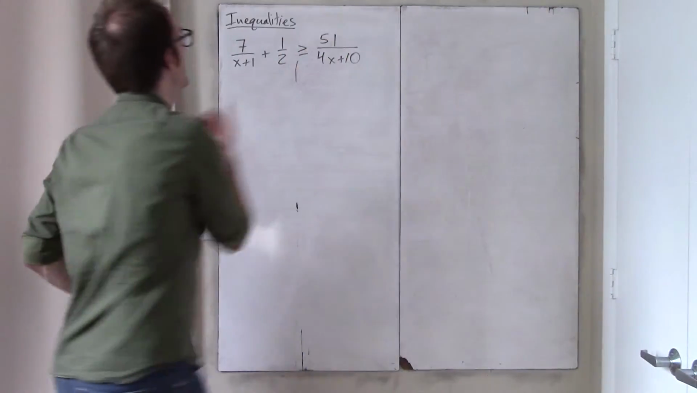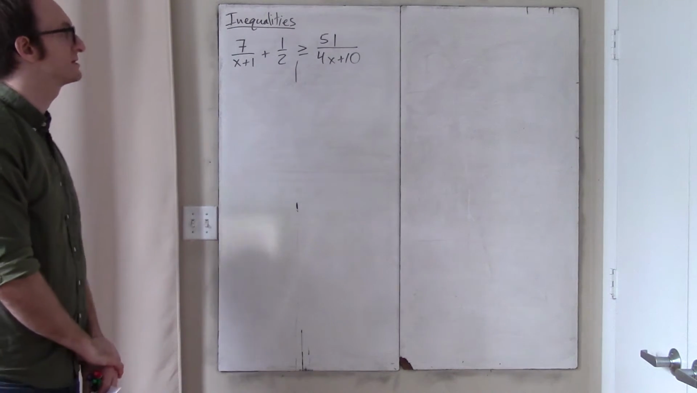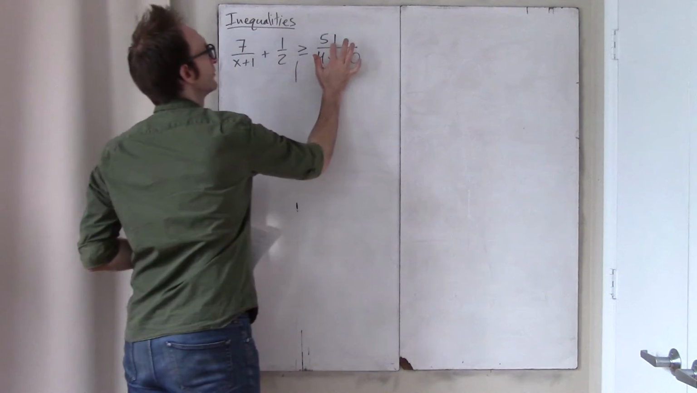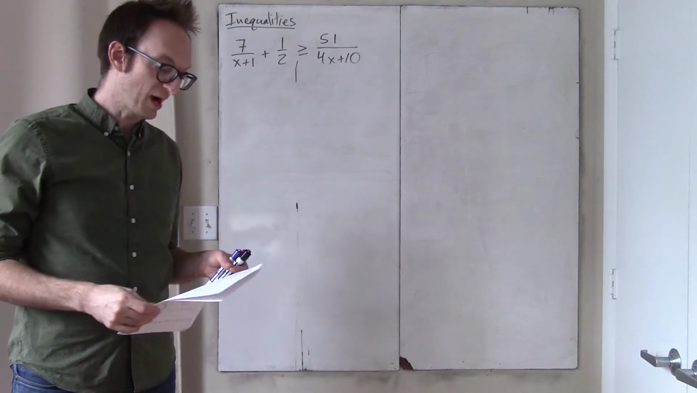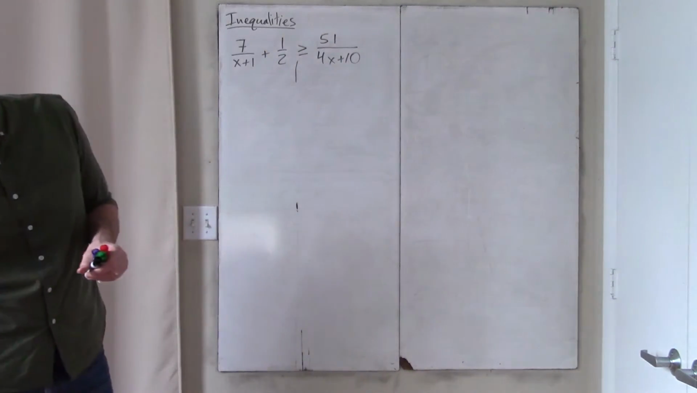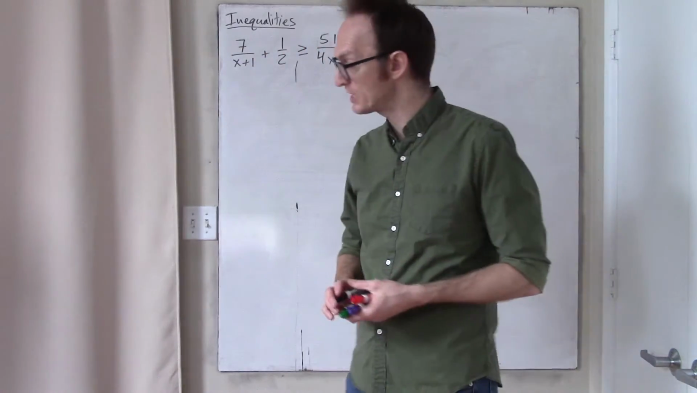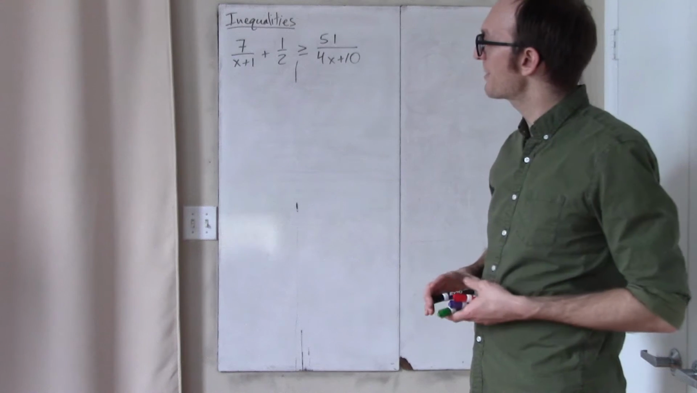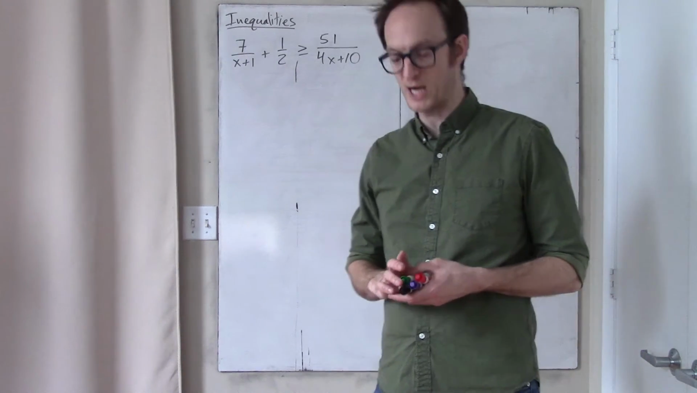I got this inequality. So 7 over x plus 1 plus 1/2 is greater than or equal to 51 over 4x plus 10. Okay, this is problem 1 from a packet called Inequalities Review, which I will have you download. So we're going to sort of talk this out right now, and I think you do this in week 3 or something of Precalc A.